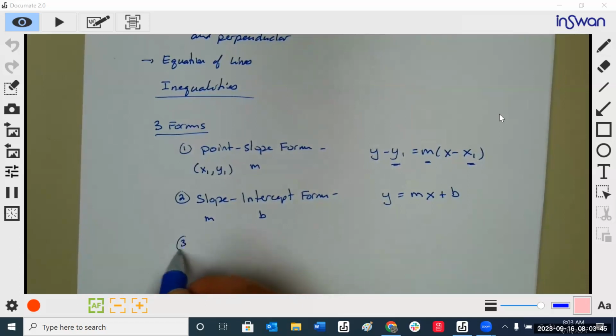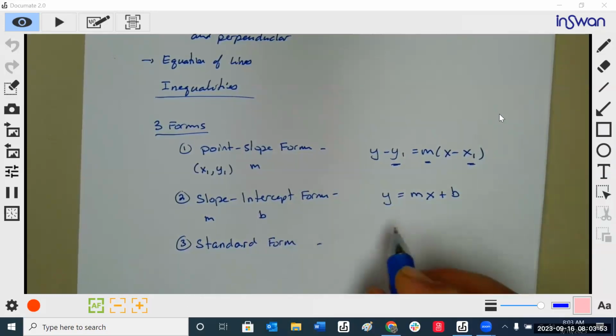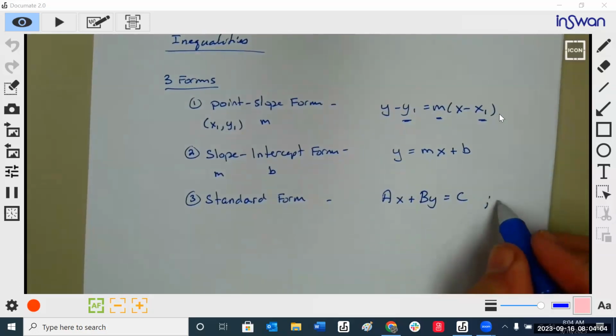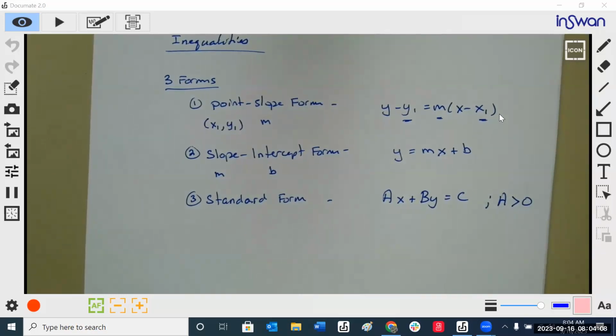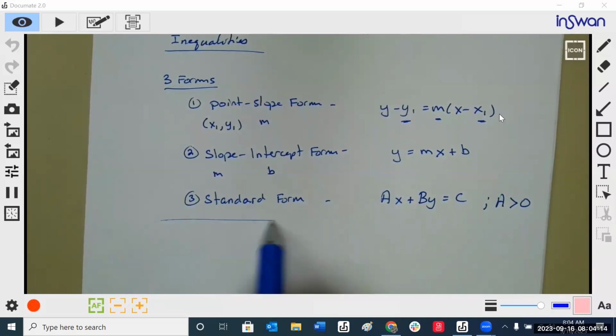And we ended up looking at the standard form. The standard form looks like this. x and y are on the same side. The only stipulation is that A has to be positive. If it's not positive, just change the signs across the board.